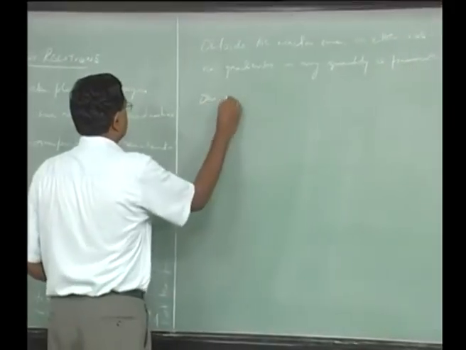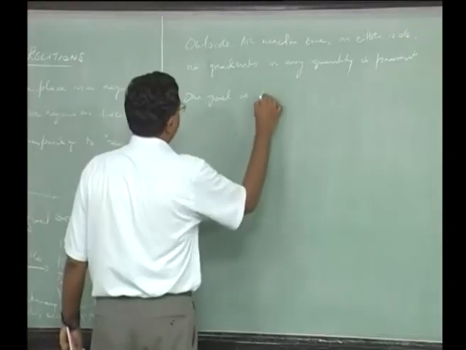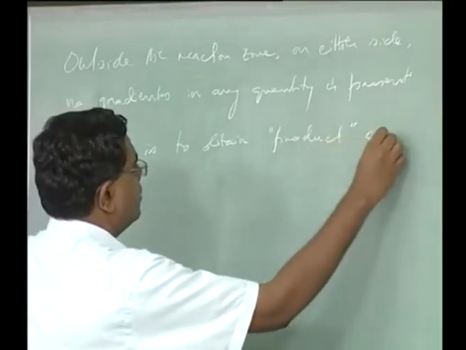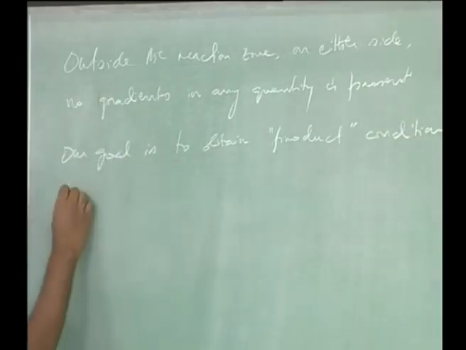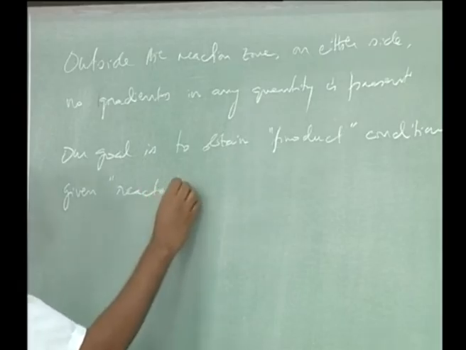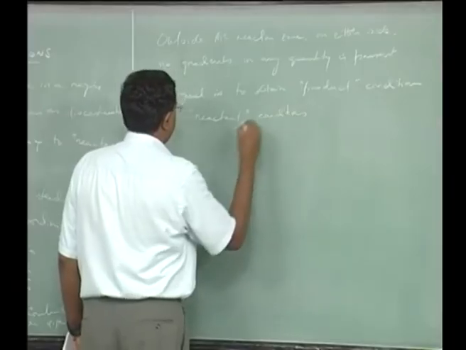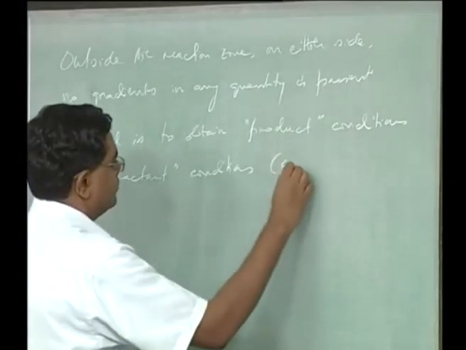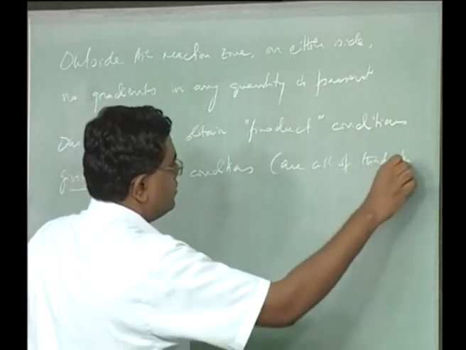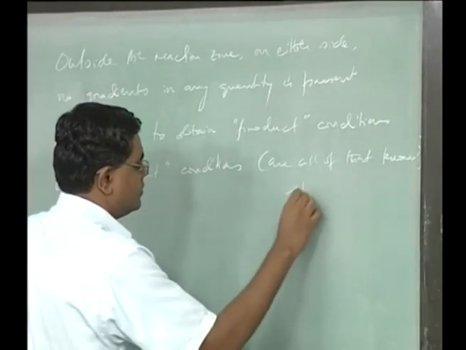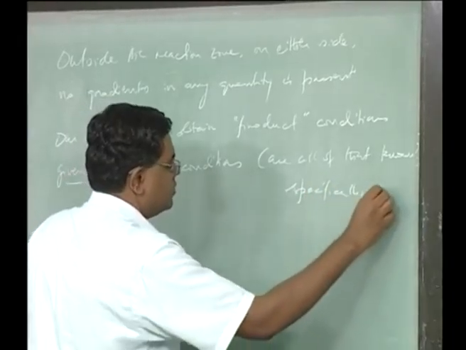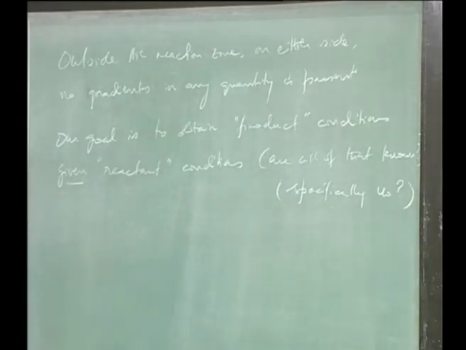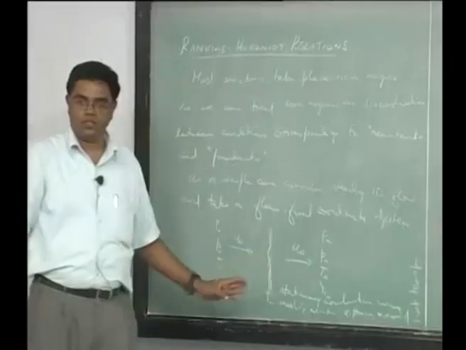So our goal is to obtain product conditions given reactant conditions, right? So the question is, are all of that known? Specifically U naught. I have this question with me and I have to seek an answer as we go along, but let us suppose at the moment I know what this U naught is and see what happens.